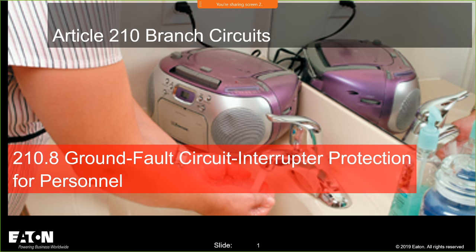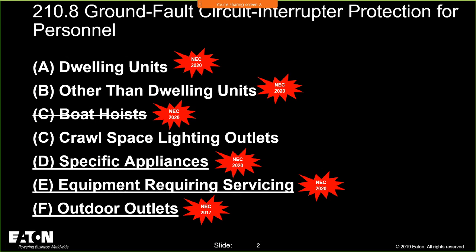Okay, 210.8, GFCIs. Are you ready? 210.8. This is how 210.8 is laid out. You have A through F: dwelling units, other than dwelling units, boat hoists, that's now out of the code. I mean, it's moved, not out, but it's moved. Crawl space lighting outlets, specific appliances, equipment requiring service. Anything that's underlined and has that little star is a 2020 code change. Important thing to remember.